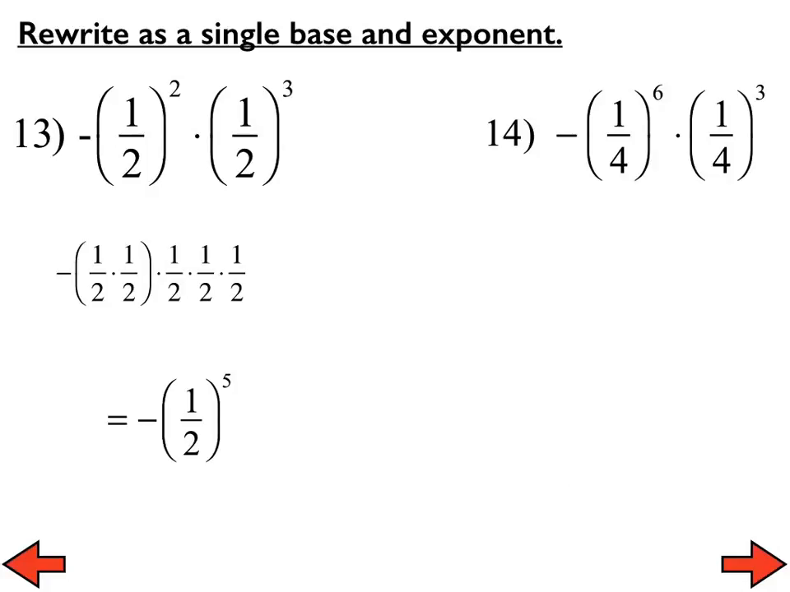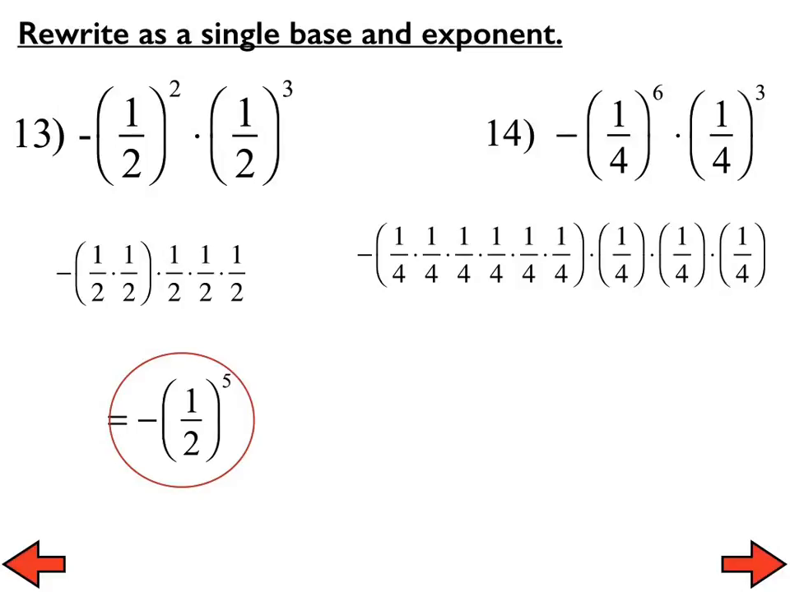Number 14, is negative involved? No, it's outside the parentheses. So it's not being raised to the 6th power. So it'll be negative, then 1/4 repeated, how many 1/4s are there? 9. There's 9. Leave the negative outside. It is not being raised to the 9th power. Any questions about how to do this?